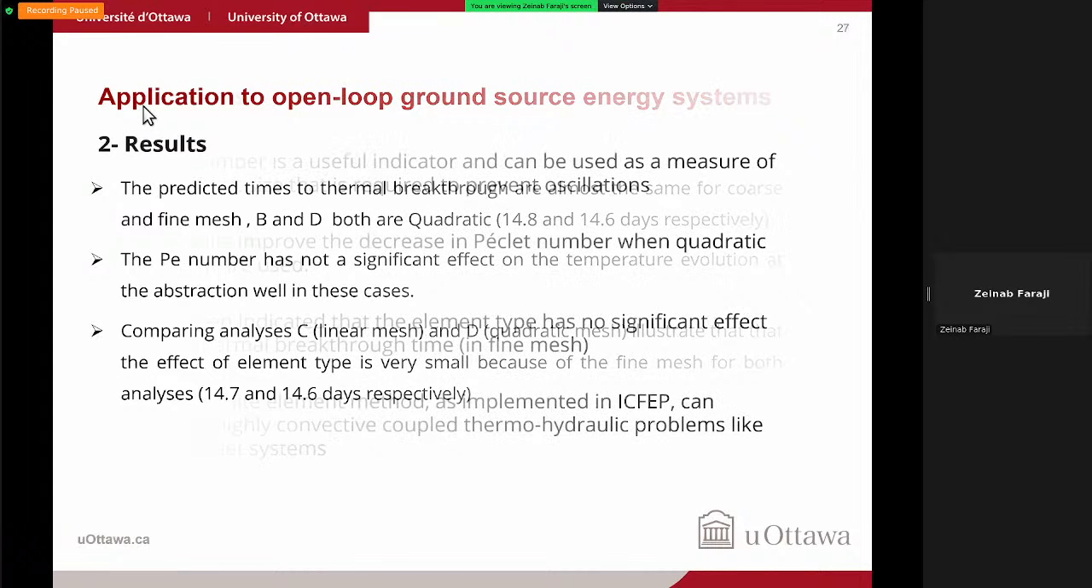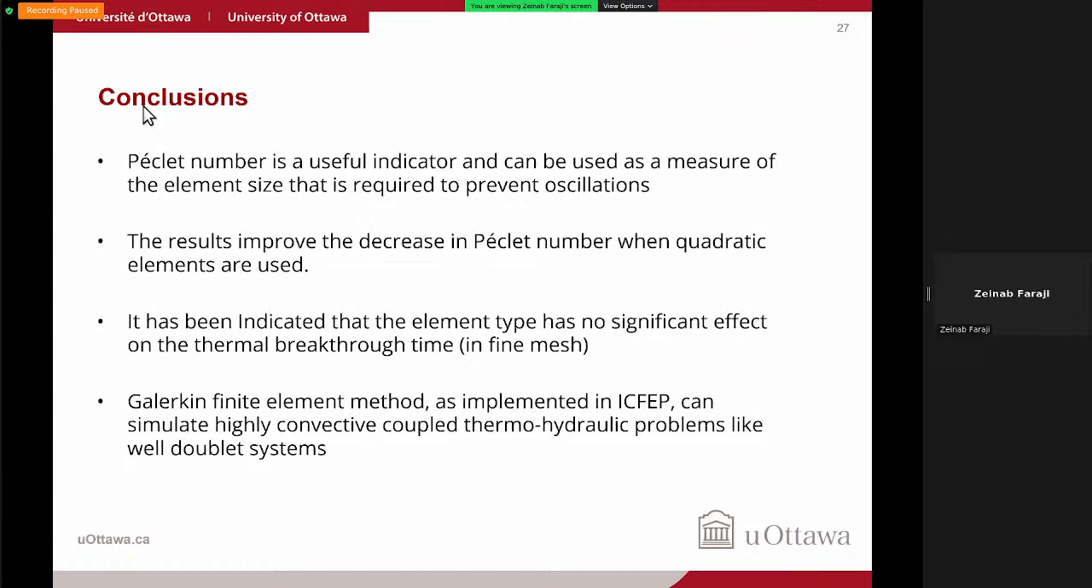This study provided the numerical facilities required for performing coupled thermohydraulic finite element analysis. These facilities were implemented in ICFEP, a finite element software, and the validation shows an acceptable match between the software results and the corresponding analytical solution for heat flux through conduction and convection.